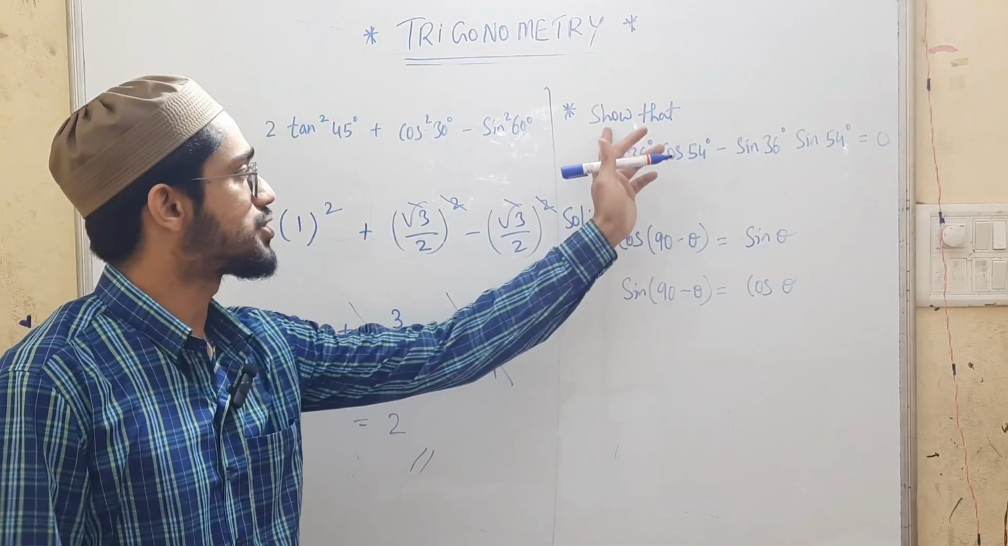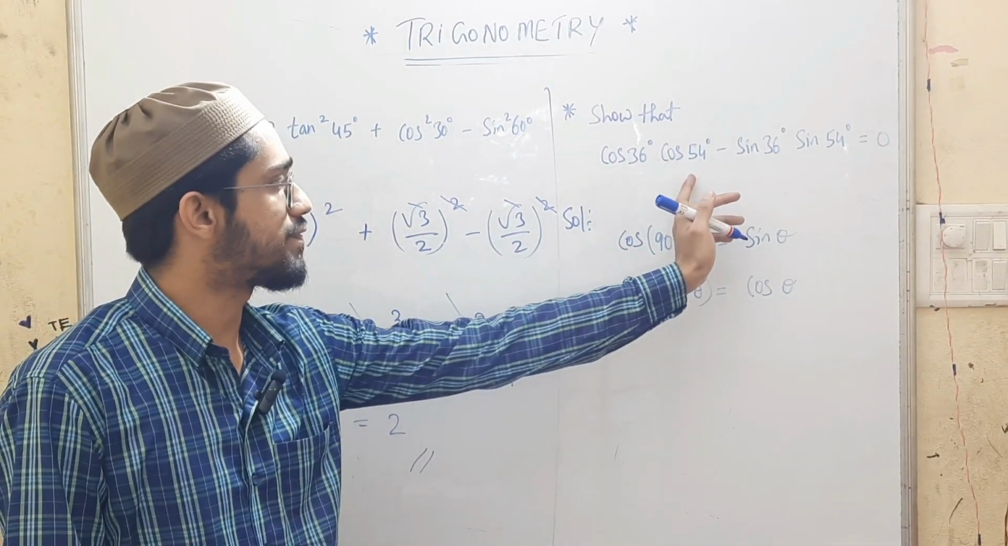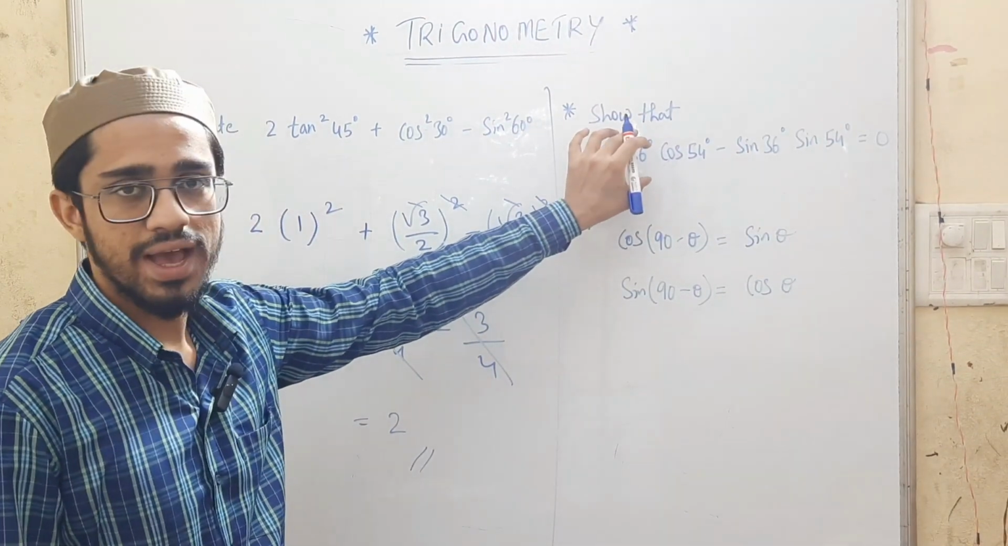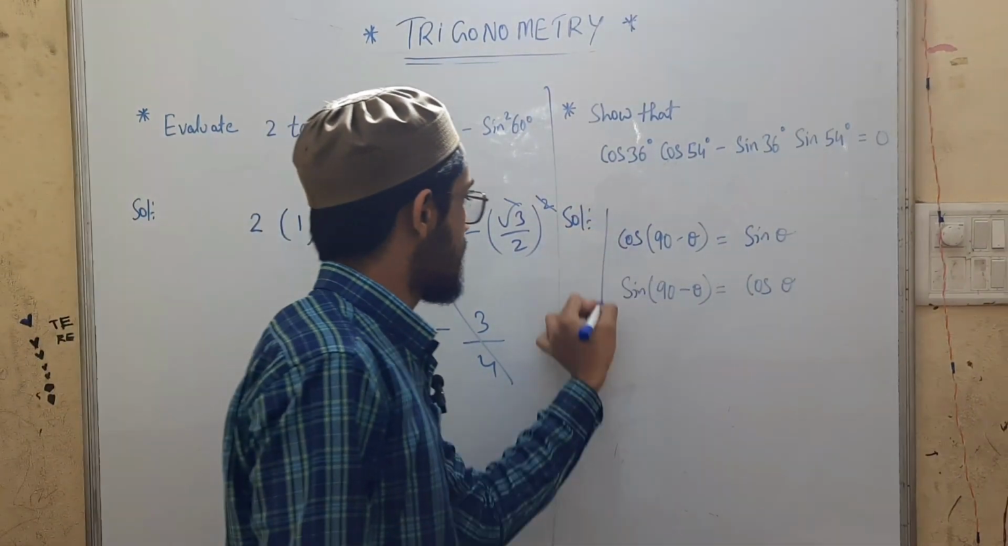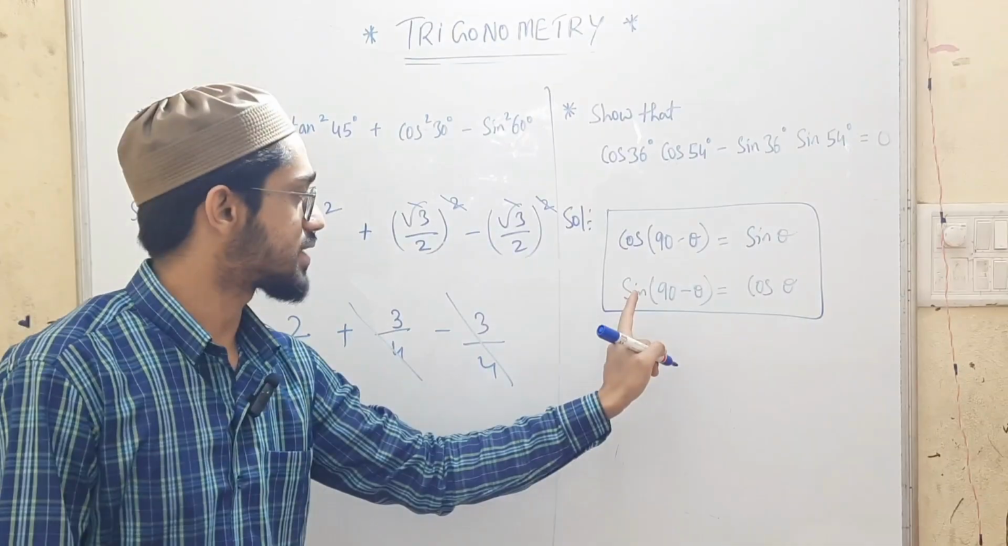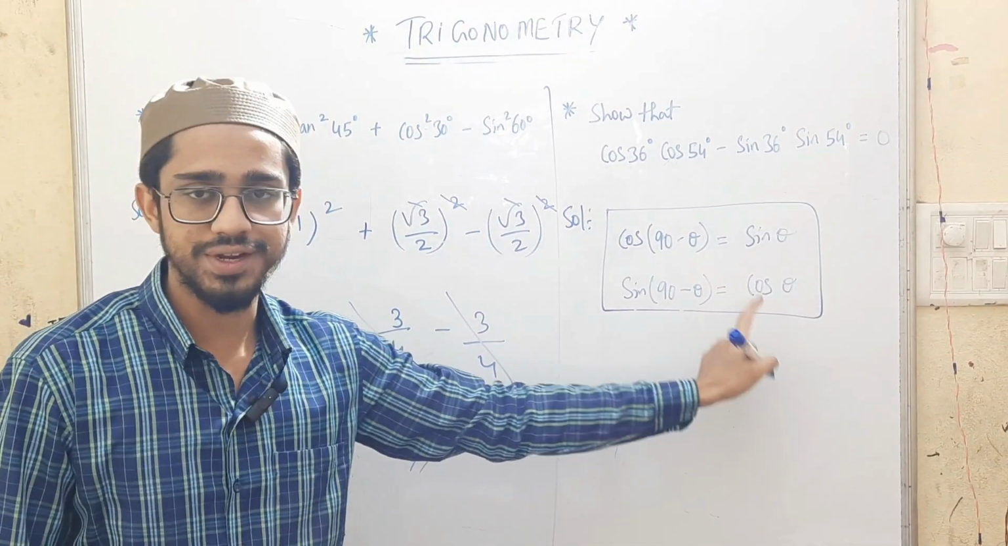Problem which we have here is: show that cos 36 cos 54 minus sin 36 sin 54 is 0. This is your complementary angles problem. Complementary angles are this: cos (90 minus theta) will be sin theta. Sin (90 minus theta) will be cos theta.